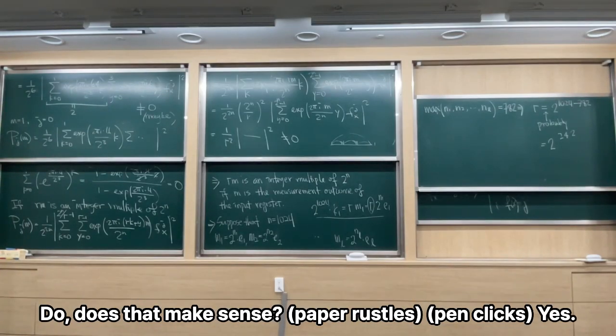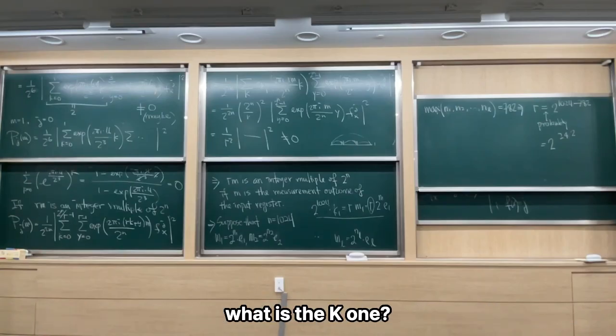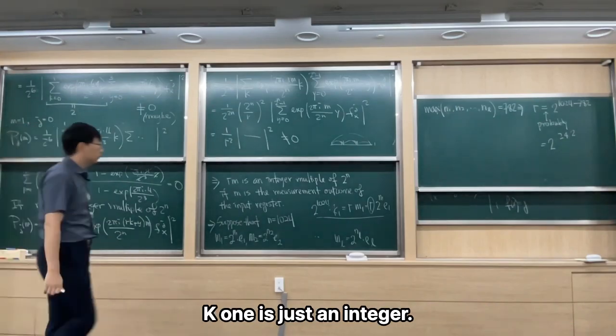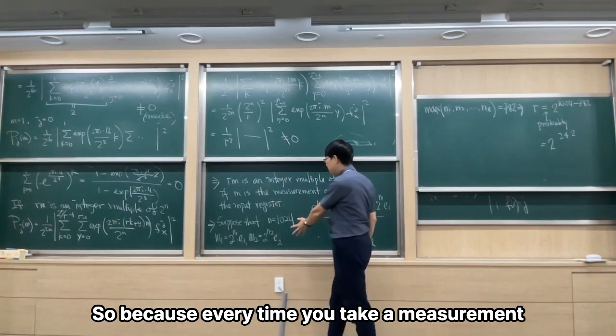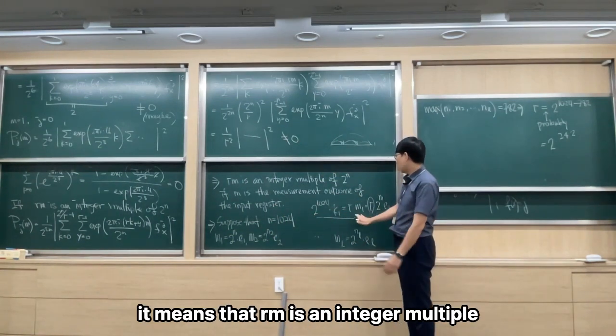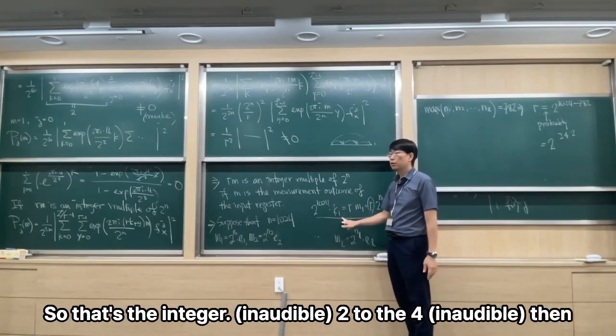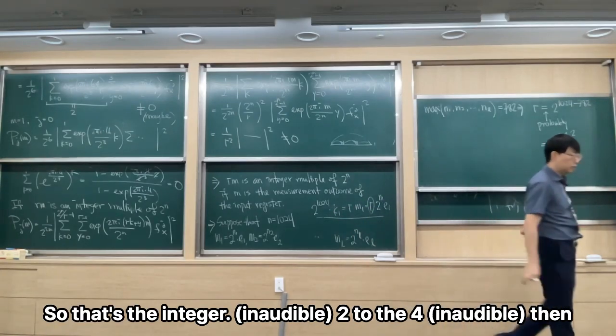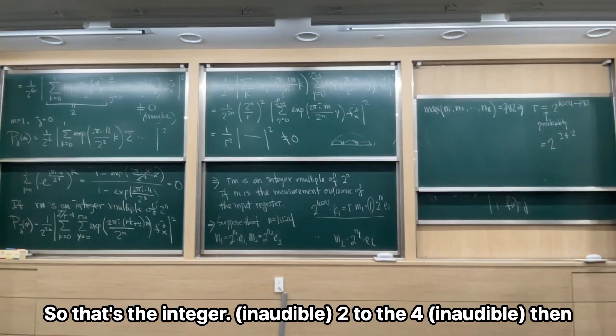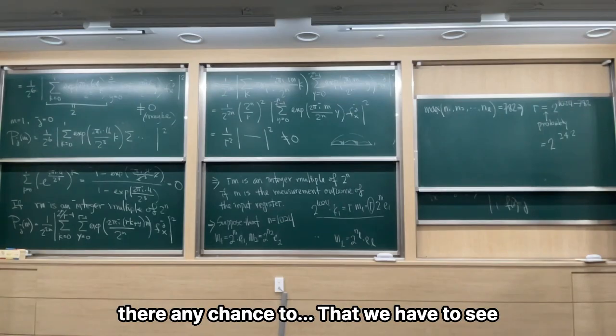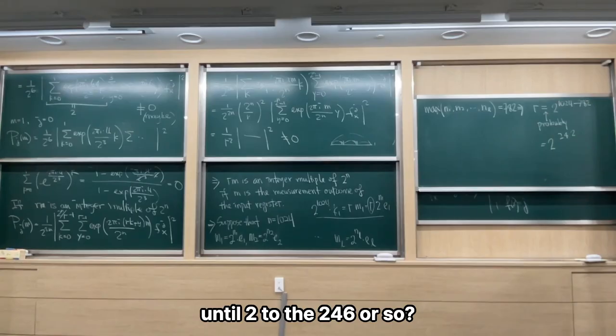So any questions? Does it make sense? Yes. Just a little bit of confusion. What is the K1? K1 is just an integer. Because every time you take a measurement and you observe m, it means that Rm is an integer multiple of 2 to the n, right? So that's the integer. If you wanted like 2 to the 4, for example, then is there any chance that we have to see until 2 to the 246 or so?